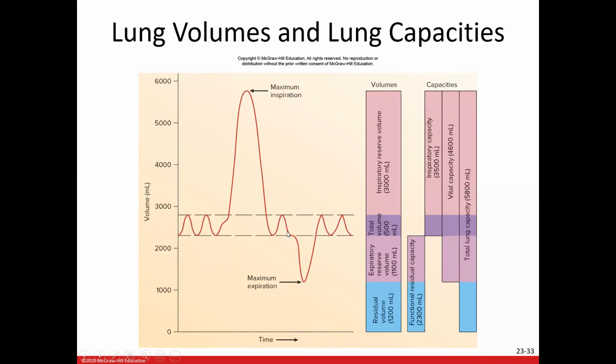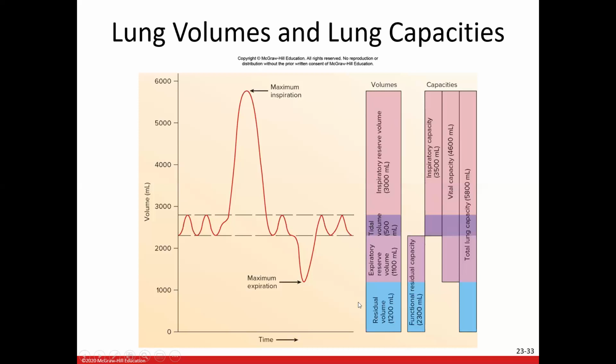Then on the other hand, when you push the air out, you have this big dip down here. That's the expiratory reserve volume, the maximum amount you can push out of the lungs. And then you notice that the expiratory reserve volume does not go all the way down to 0 because we can't get all the air out of the lungs. We'll always have a little bit left, and that little bit left will be your residual volume. So then those are all the volumes.